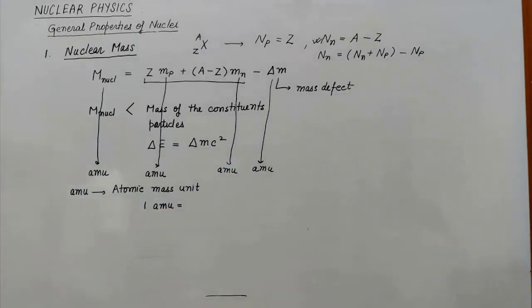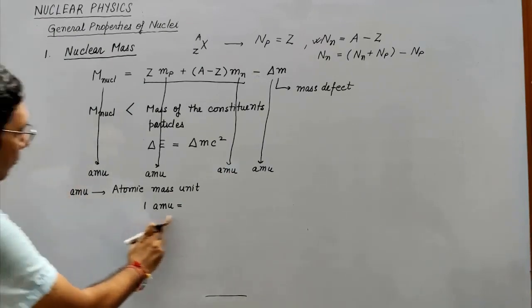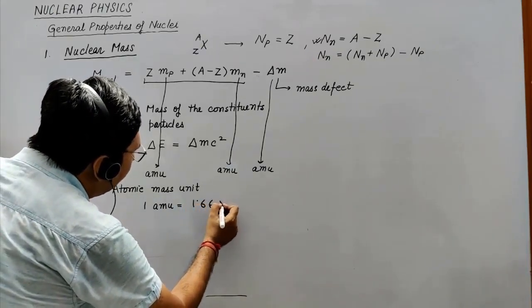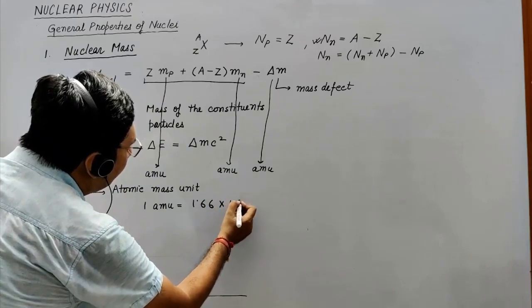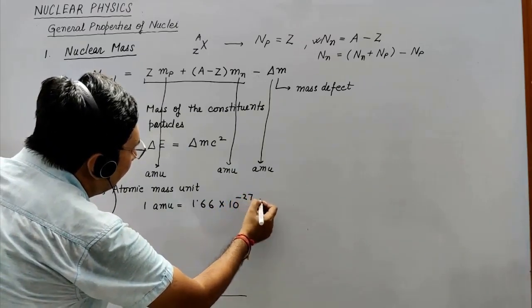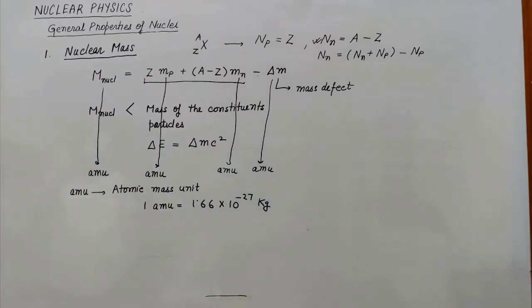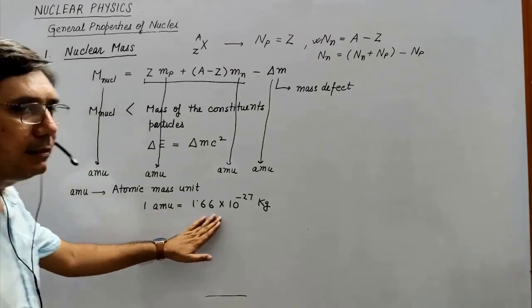Can you write down this AMU in terms of kg? This 1 AMU is always, you have to remember this, equal to 1.66 into 10 to the power minus 27 kg. So 1 AMU is the mass which is equal to 1.66 into 10 to the power minus 27 kg. So this is an important unit. You have to remember this.